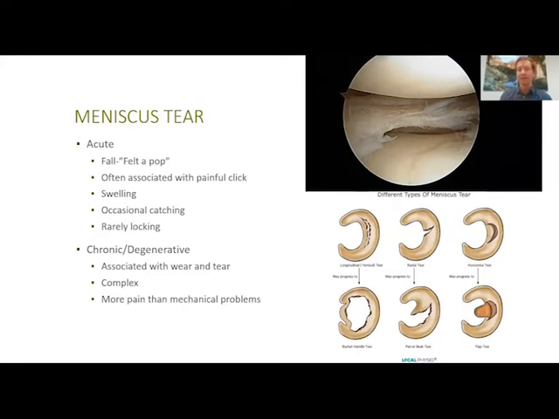And these tears, almost 100% aren't repairable. There's just not good tissue to heal to, and they don't have good blood supply, and the tissue is already unhealthy. So almost universally, we clean these out when they need to be addressed surgically.